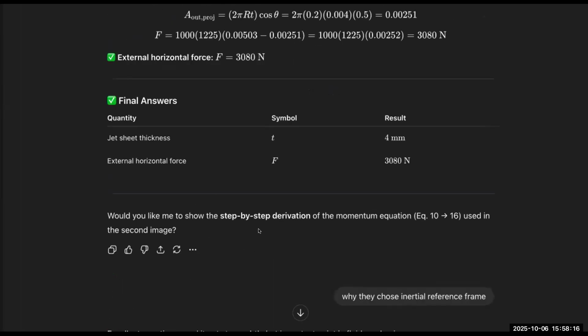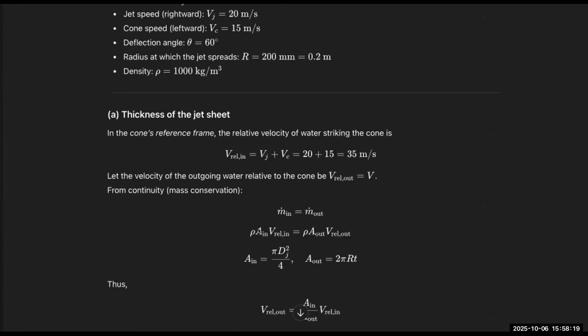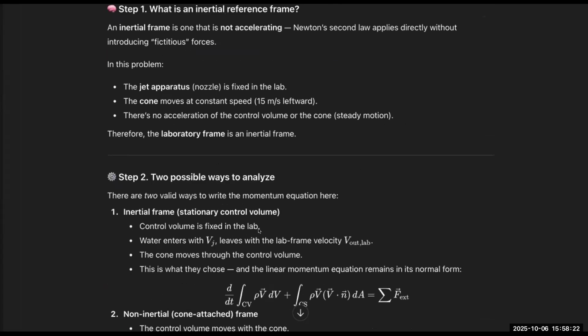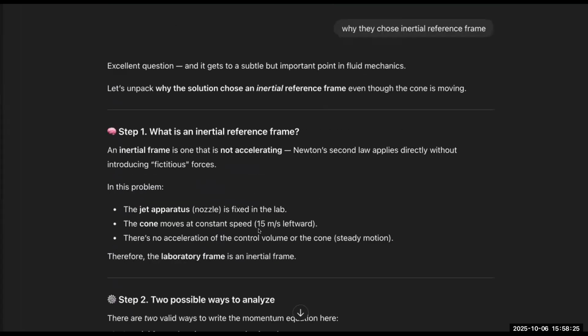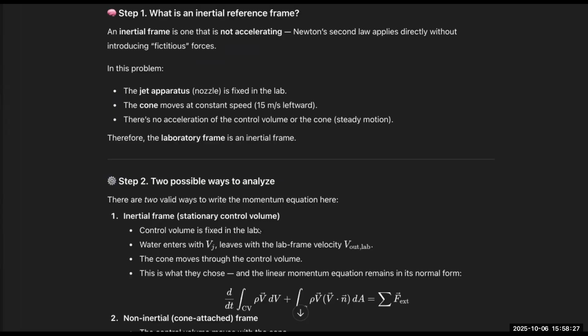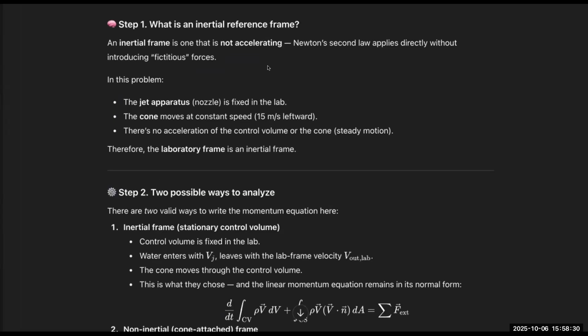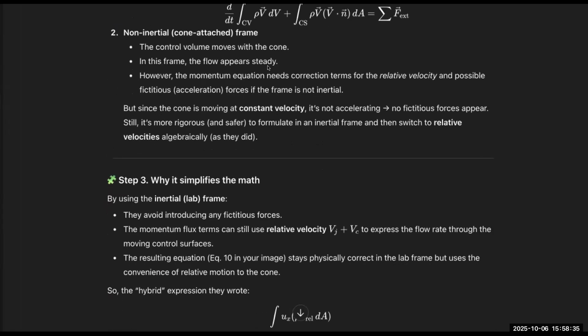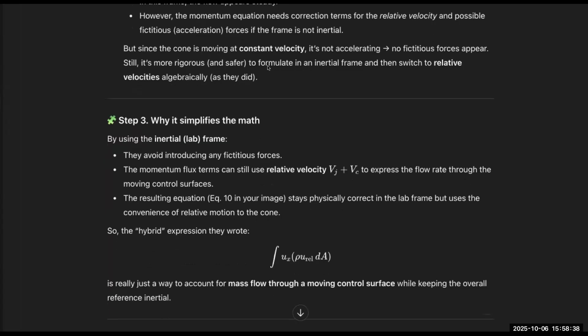I asked why they chose an inertial reference frame for the momentum equation. Basically, an inertial frame is one that is not accelerating. By using the inertial lab frame, we avoid introducing any fictitious forces, and the momentum flux terms can still use relative velocity to express the flow rate through the moving control surfaces. The resulting equation stays physically correct in the lab frame, but uses the convenience of relative motion to the cone.